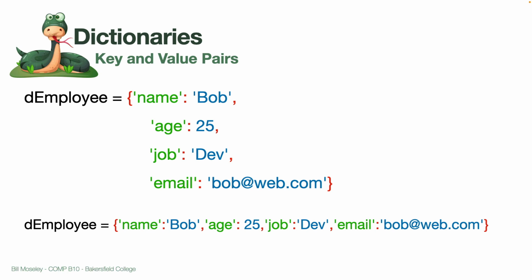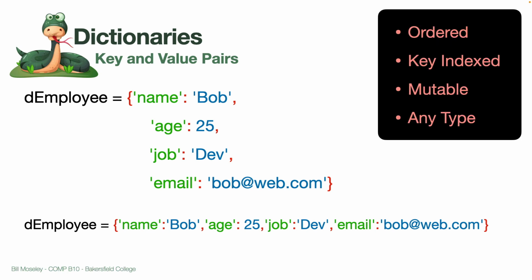And what we have is the key colon value, and then a comma, and then a key colon value, and then a comma. So we have these key and value pairs separated by colons and commas in between each one. And you can have as many as you want, and you can write it either way. Those are both valid ways to write out a dictionary.